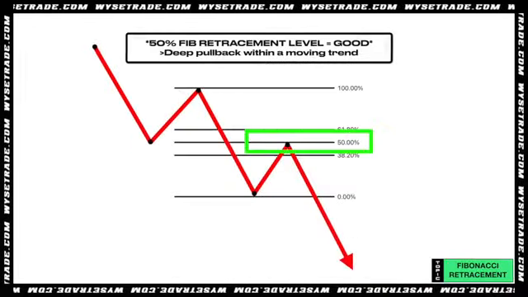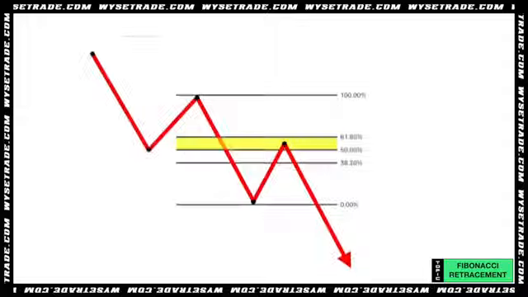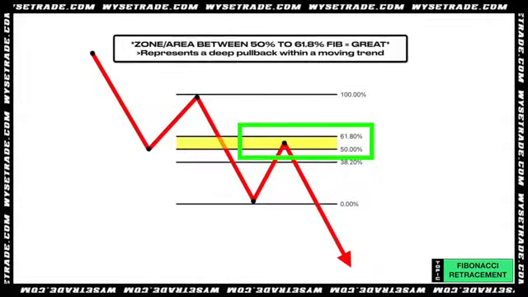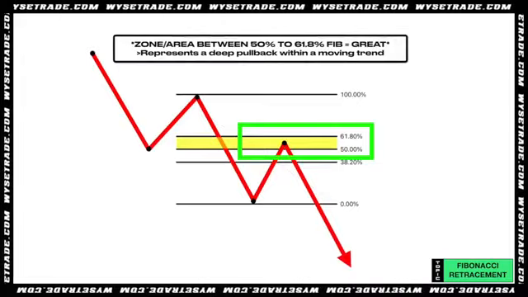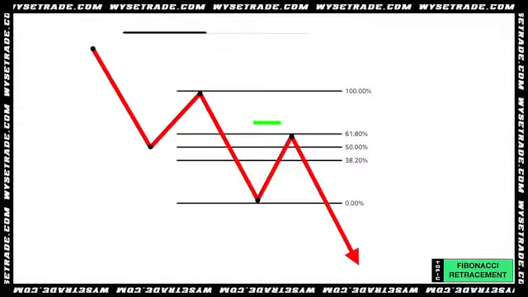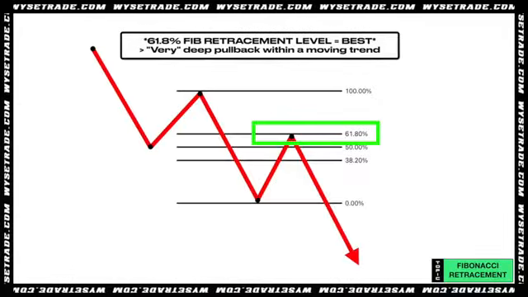In the opposite direction, in a downtrend, the same thing. 50% Fibonacci is good. The zone and area between 50% fib and 61.8% fib is great. And 61.8% Fibonacci is best. So 2 very key points.